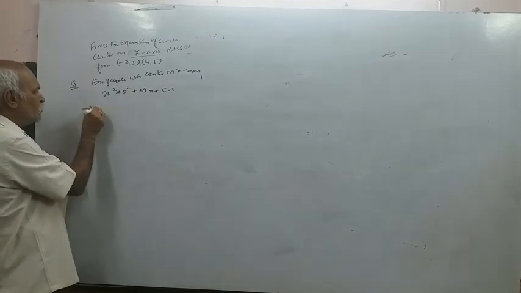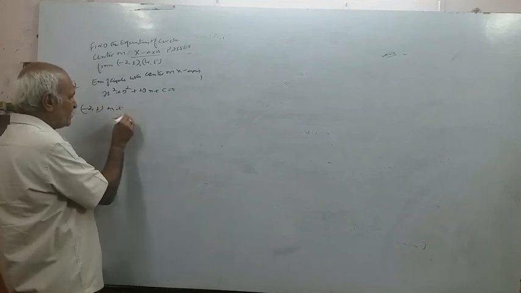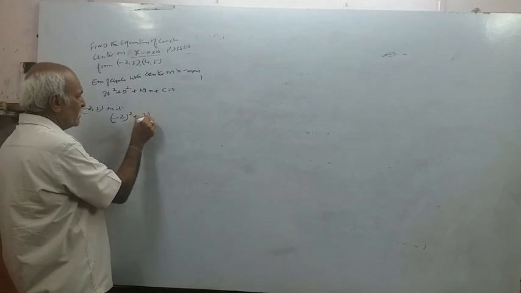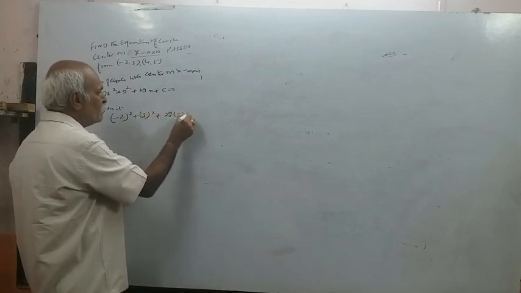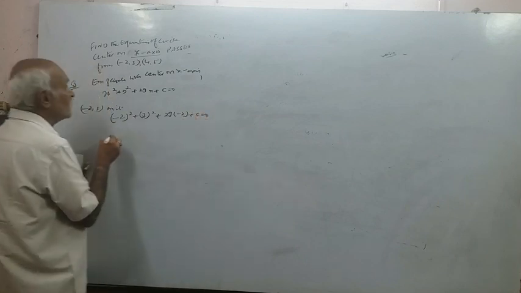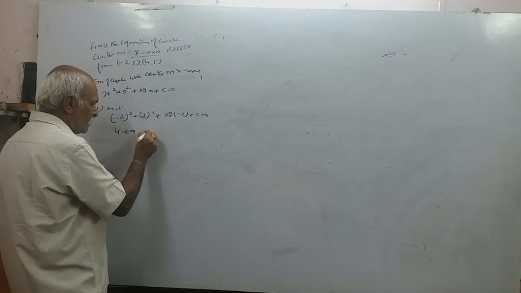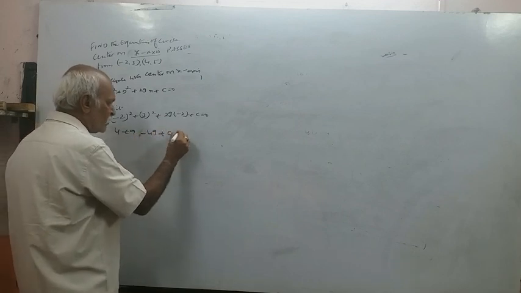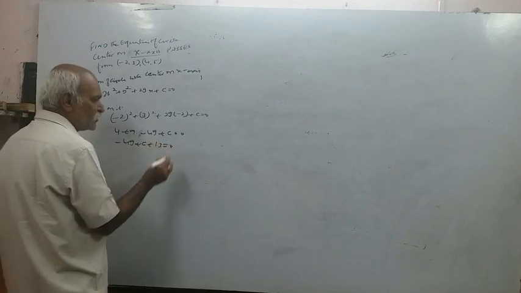What is the first point? Minus 2 comma 3. So what will happen? Minus 2 square plus 3 square plus 2g into minus 2 plus c is equal to 0. So 4 plus 9 minus 4g plus c is equal to 0. So minus 4g plus c plus 13 is equal to 0.